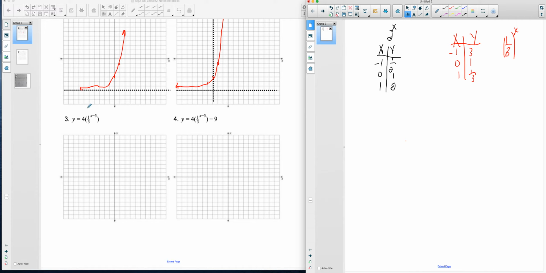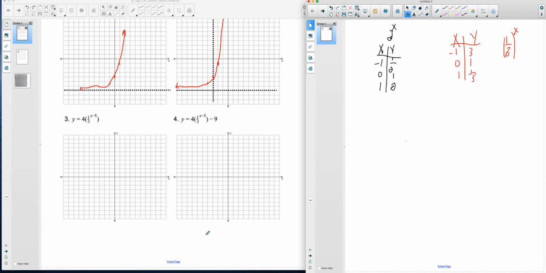So now when I look at number 3, I'm going to look for my horizontal shift, or my vertical shift first. And notice there is no k out here. It's +0. So I know I'm still going to be on the x-axis here. But I do have a, or excuse me, did I say vertical shift? My vertical shift is 0, so I'm going to be at the x-axis still. Now my horizontal shift is going to be to the right 5.